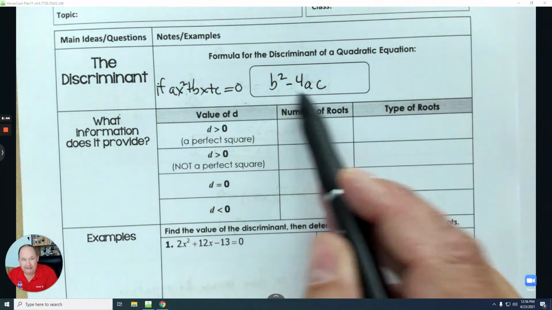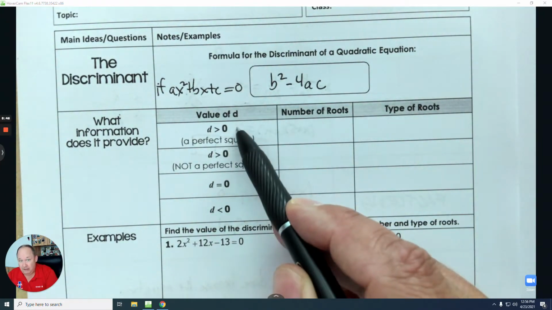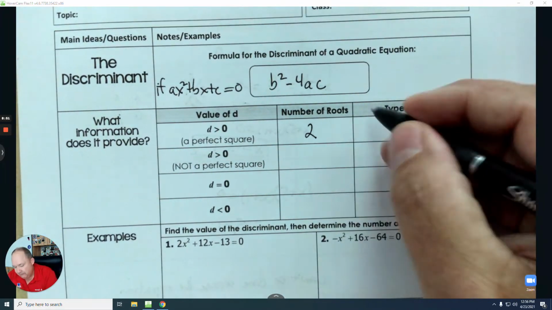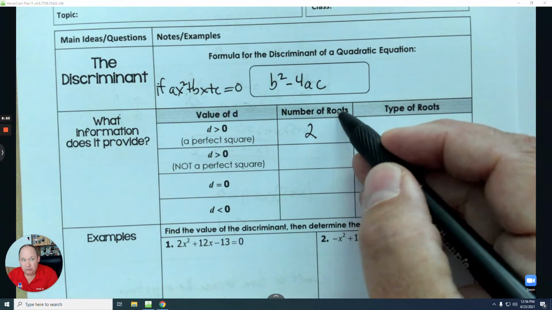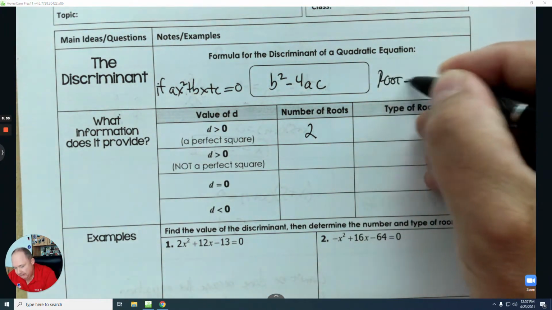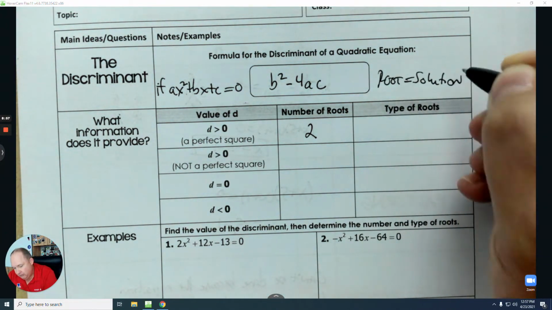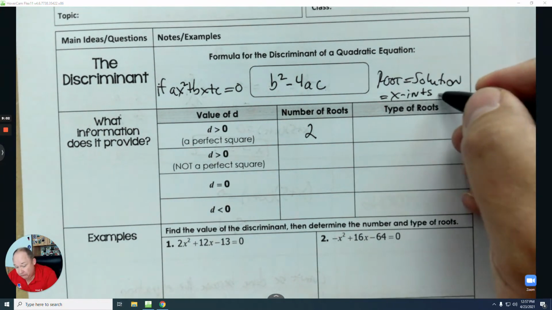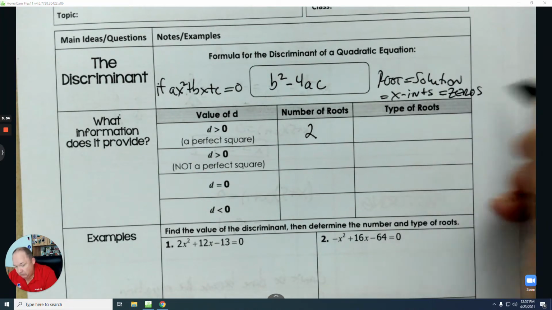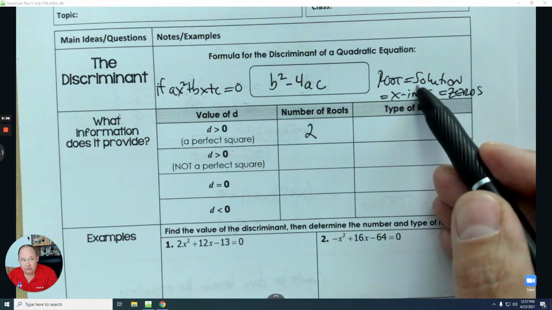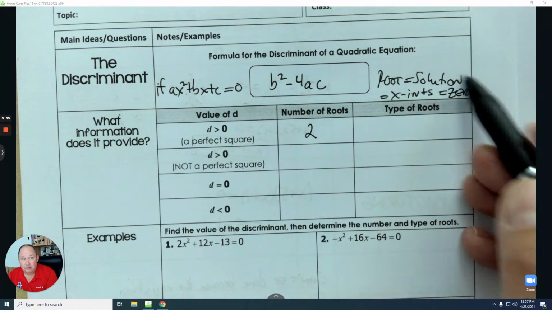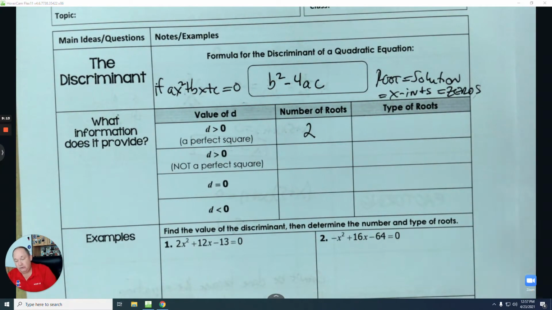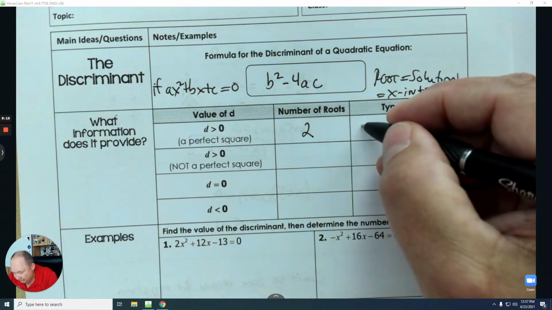So if I evaluate this and the answer is positive and a perfect square, then we have two roots, and a root is another word for solution. So if you see the word root, that means solution. We can also say that means x-intercepts too. They all mean the same thing. Or zeros. So those are like 4 words you could see. Root, solution, x-intercepts, zeros. They mean the same thing. All right. So the number of solutions is 2, and they both are rational.